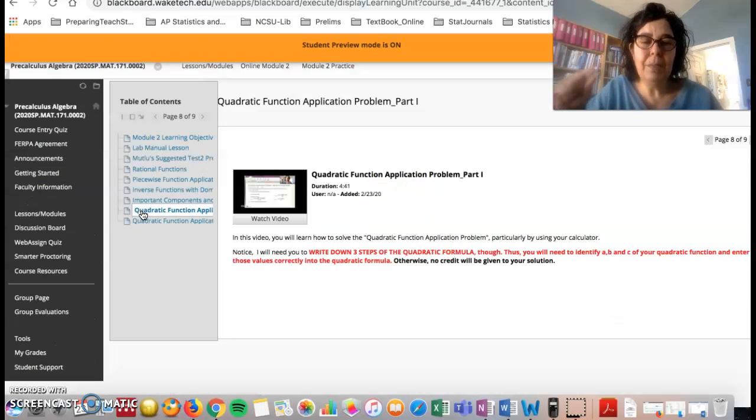But again, I'm underlining it. You can use your calculators to find the x-intercepts of the quadratic function. But I really need to see A, B, C values. You're identifying them and you're plugging them into your calculator. How is that happening? So this module 2 practice folder will be your go-to resource as you're getting prepared.